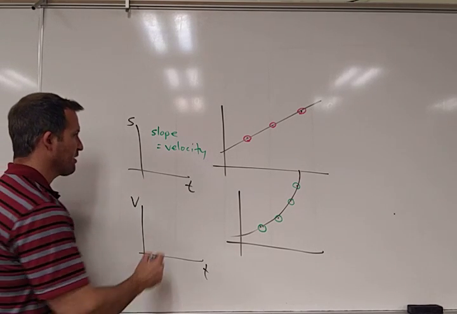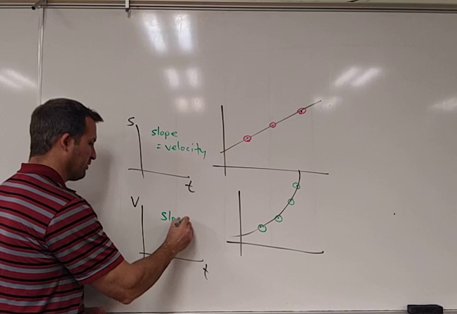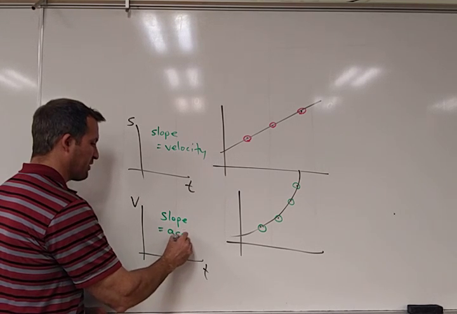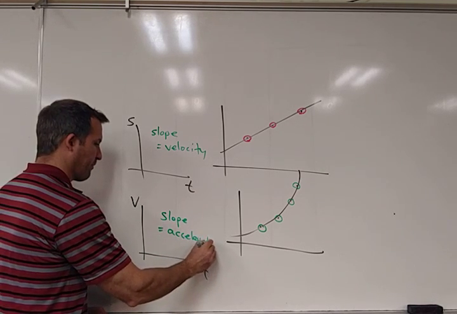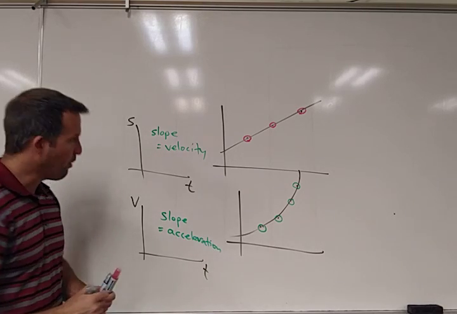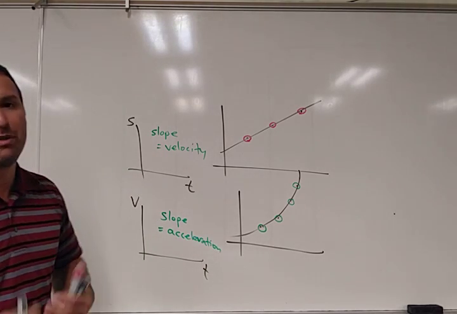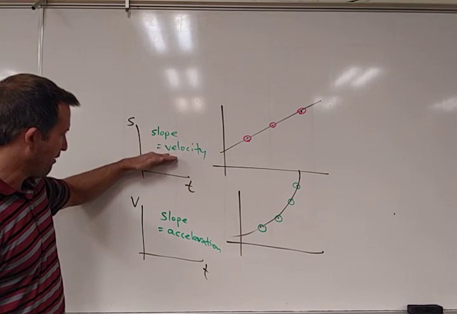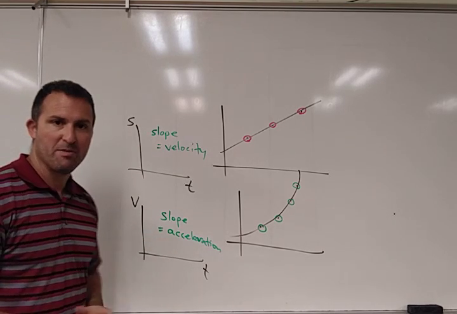In the velocity versus time graph, the slope equals the acceleration. And so in both of these graphs, we're going to be looking at the slope and try to get some information about the velocity and try to get some information about the acceleration here.